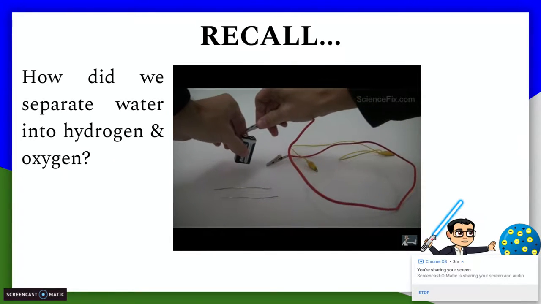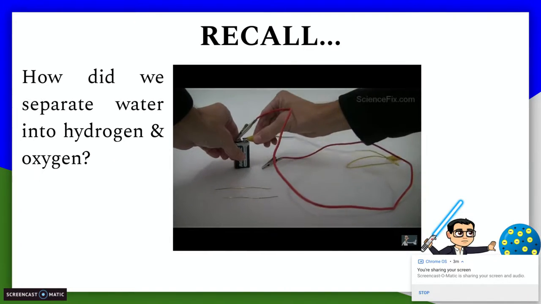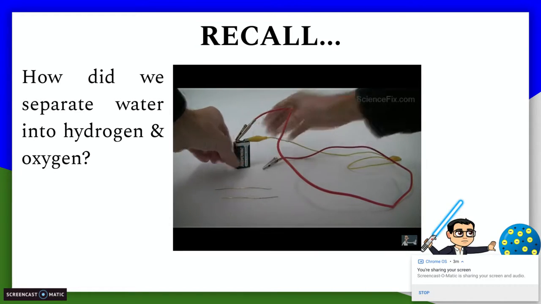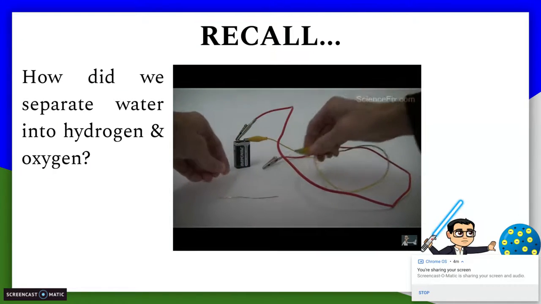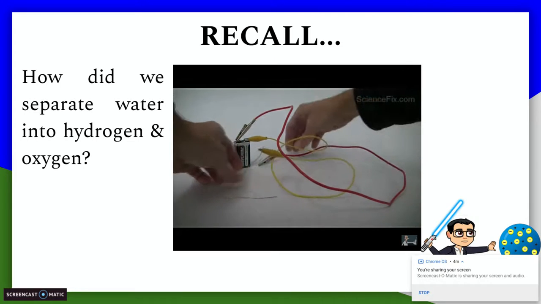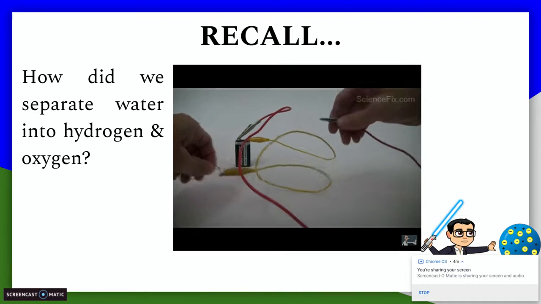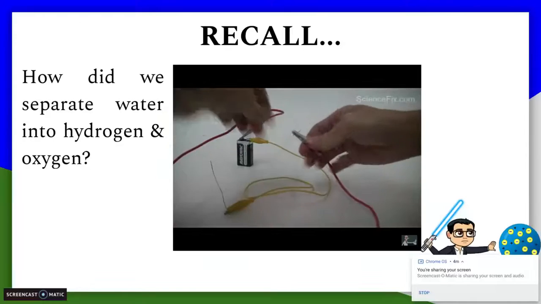Now, there's another way you can show water undergoing electrolysis. You can take the same 9-volt battery, hook up two wires to it, and then to the end of the two wires, you attach either brass wires or copper wires. It doesn't matter too much.